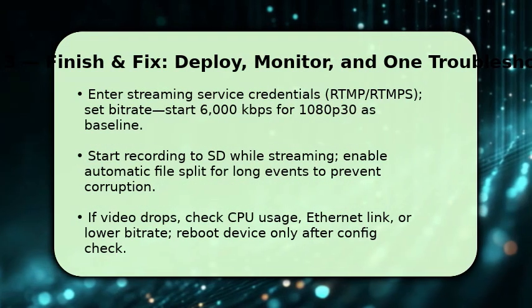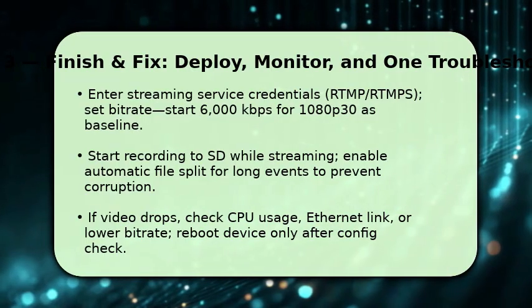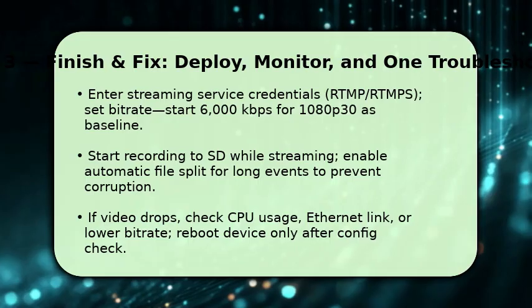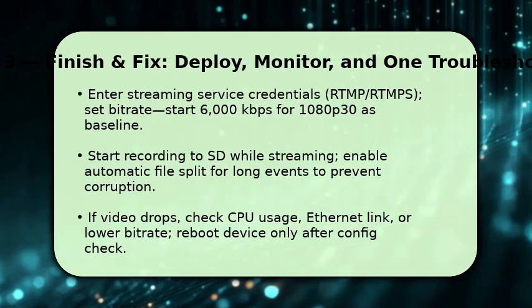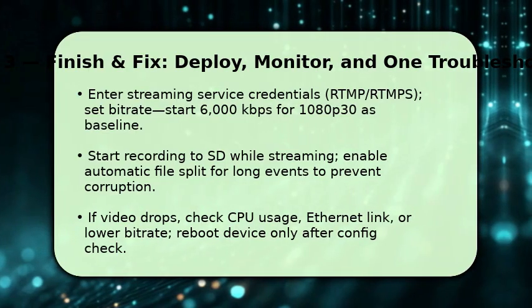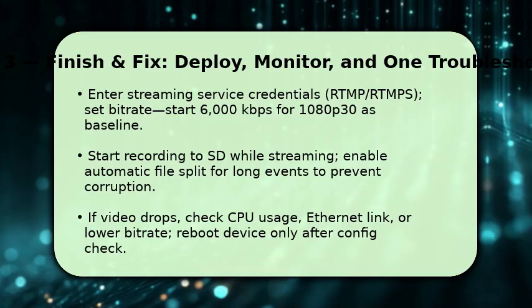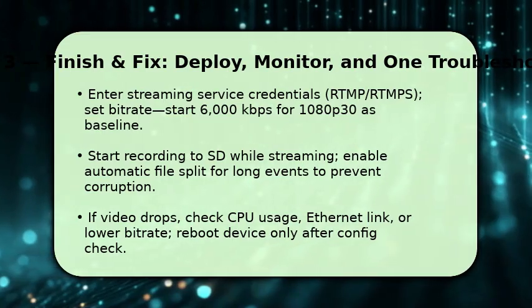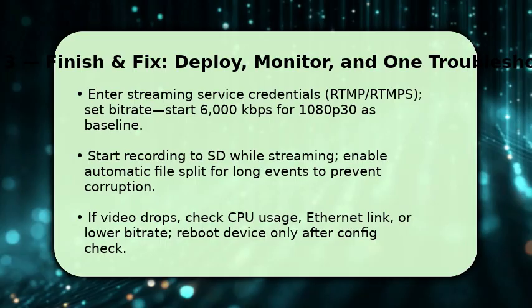You finish by setting up streaming and recording. Input your RTMP or RTMPS credentials, choose server region, and set bitrate. 6000 kbps is a solid starting point for 1080p 30, then enable local recording to SD simultaneously.